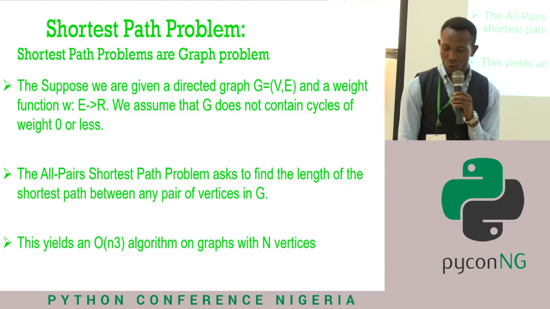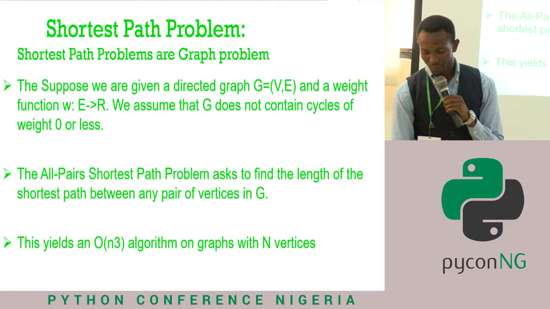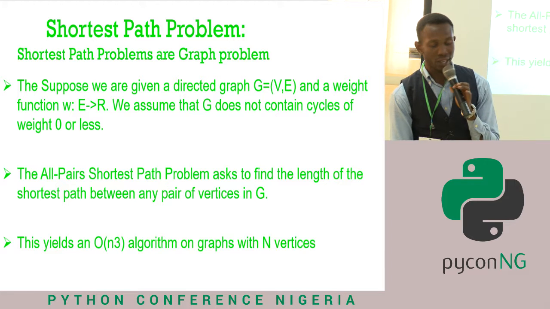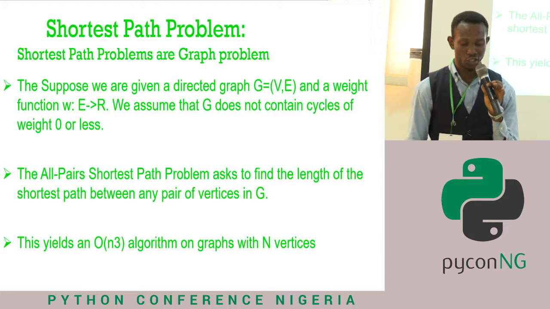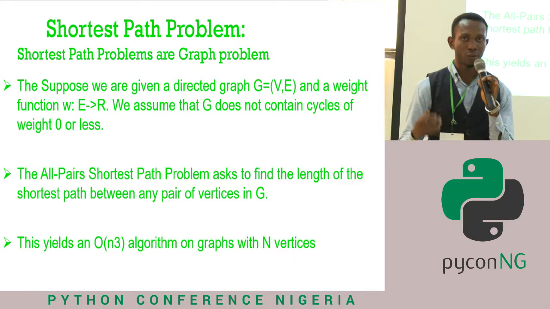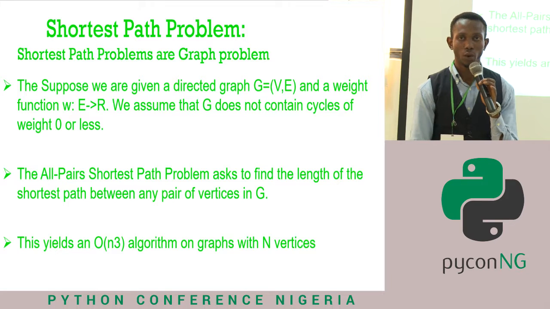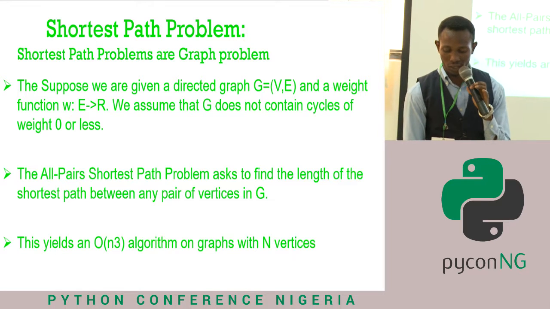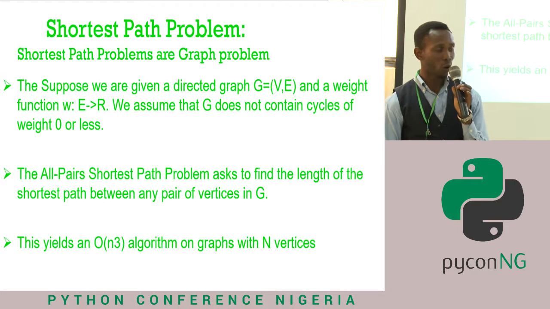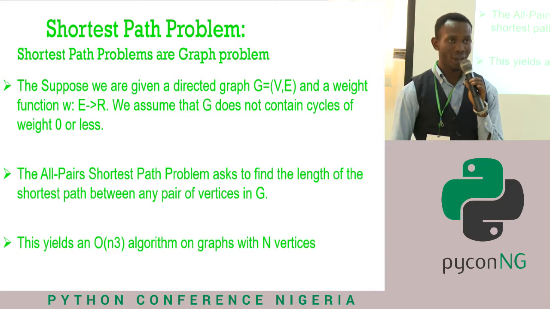So like I said, Floyd-Warshall's is an all-pairs shortest path problem. It is used to find the length of the shortest path between all pairs of the vertices in the graph G. Every algorithm has a complexity, and the complexity of this one is quite big compared to its efficiency. It is an order of n cubed. That's quite large.